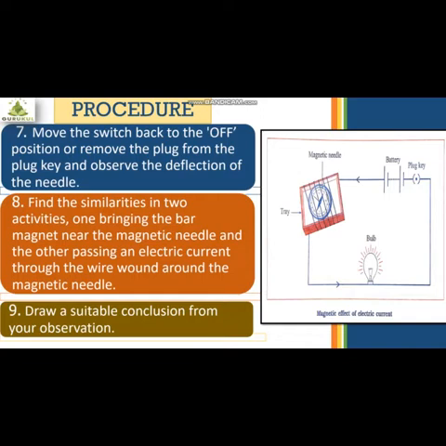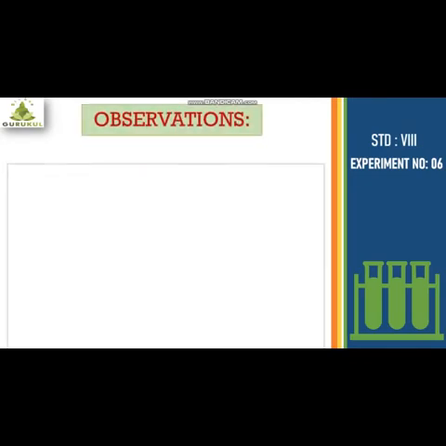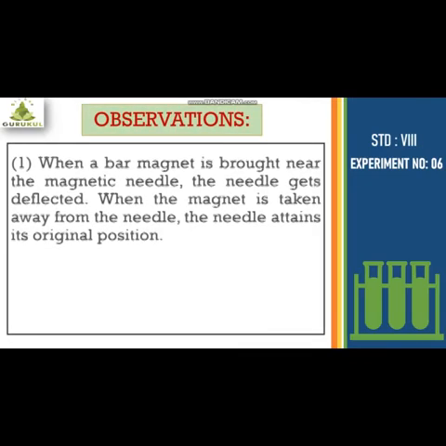Students, what is important here, we have to find similarities in two activities. First activity was taking the bar magnet, second activity is passing the electric current through the electric wire. So these two activities I am going to observe very closely. Then I'm going to draw the conclusion from the observation. Whatever is seen, I will conclude something. And what is the observation? Let us see that, students. We will see under 2 points.